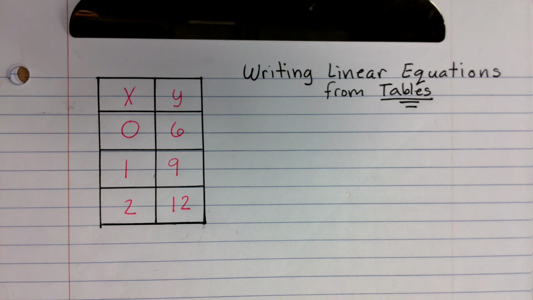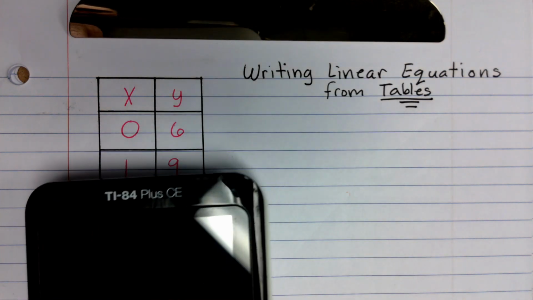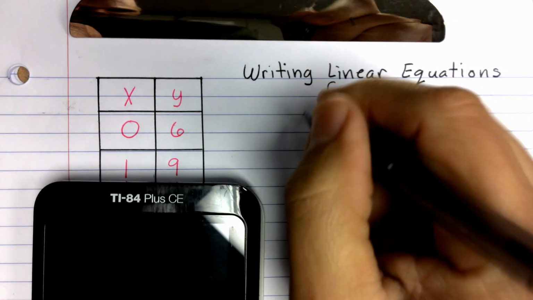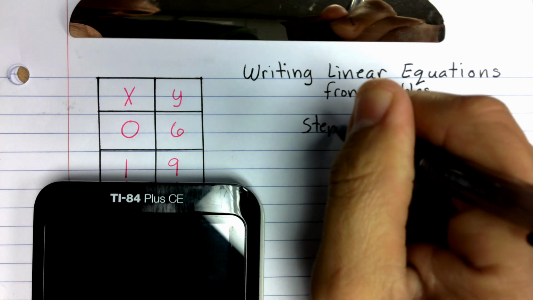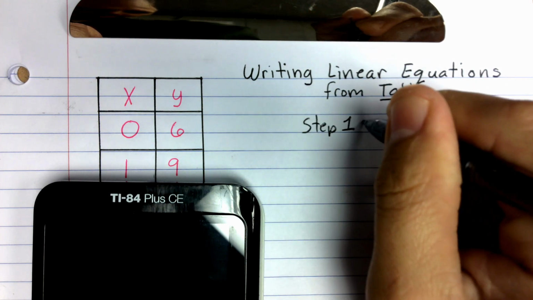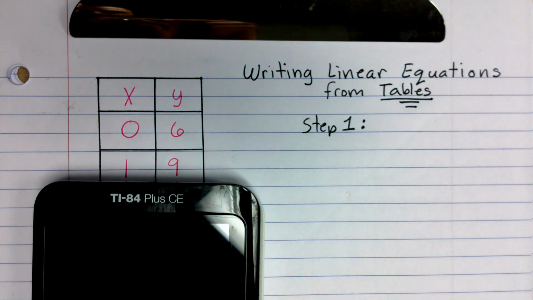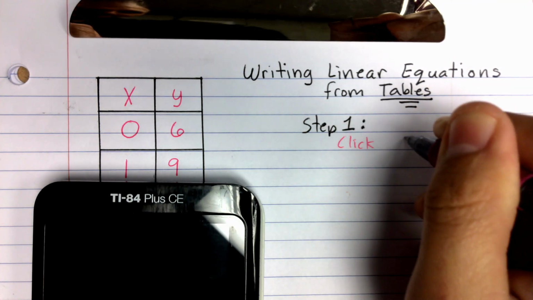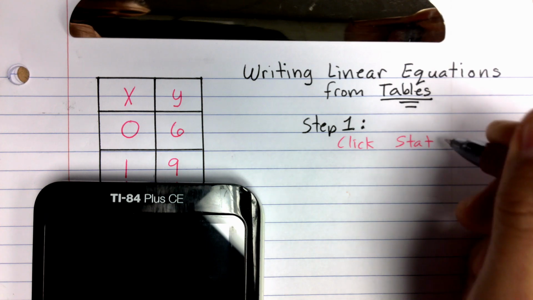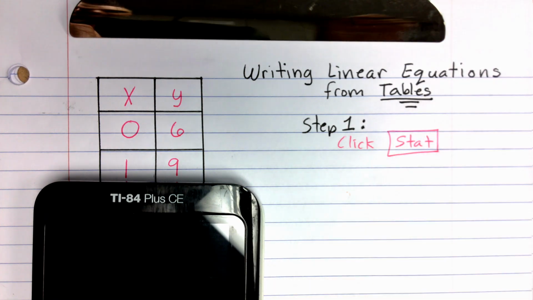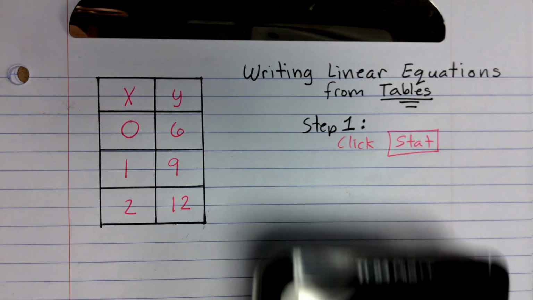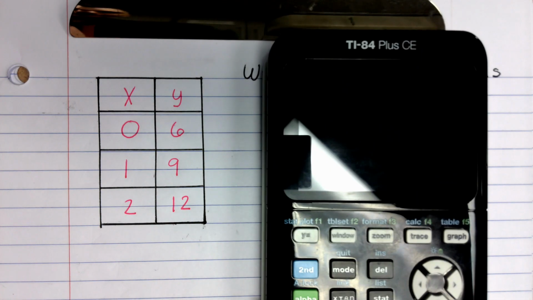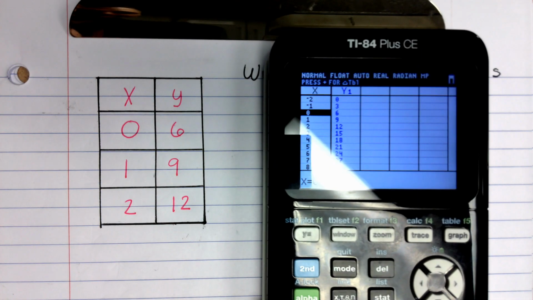So first of all, you want to get your calculator, and I'm going to move it over here, and I'm going to write step 1. Click stat. So I should say stat. So I'm going to box it. We're going to click the stat button on our calculator. So let me move it over here, and we're going to go through step by step so you can see each thing that I do to do this.